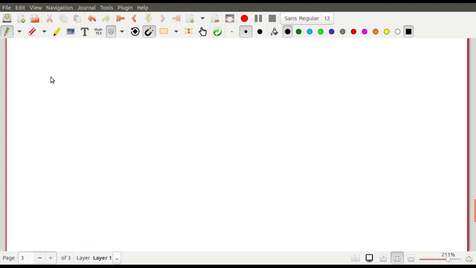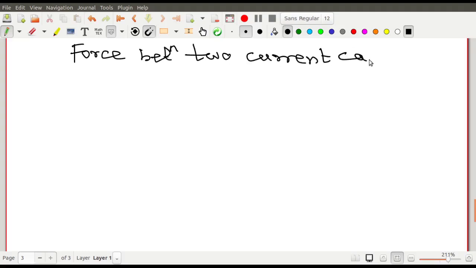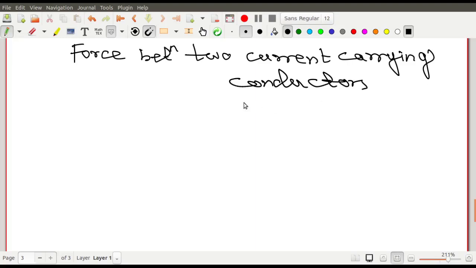They will have an effect on each other, and that is why we will be discussing a topic over here: force between two current carrying conductors. How much force will there be between two conductors? Force between two current carrying conductors. This is very interesting.